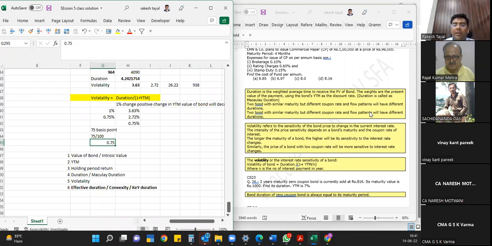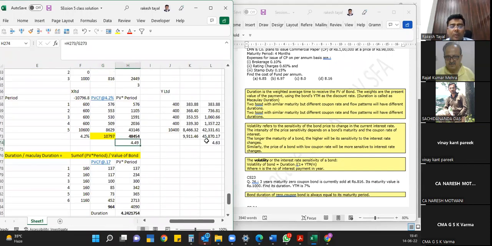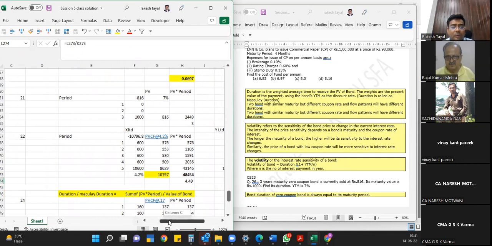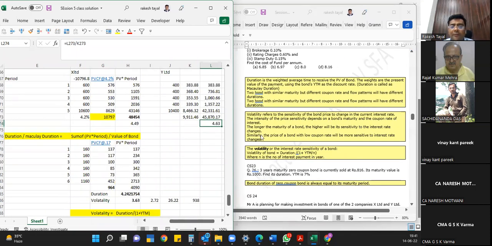Two bonds with similar maturity but different coupon rate and flow pattern have different durations, that we have done in problem number 24, 22. Volatility. What is volatility? Volatility refers to the sensitivity of the bond price to change in the current interest rate. The intensity of the price sensitivity depends on the bond's maturity and coupon rate of the interest. Longer the maturity of bond, higher will be the sensitivity to interest rate changes. Similarly, price of bond with low coupon rate will be more sensitive to interest rate changes.